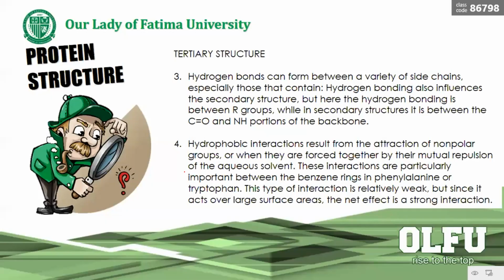Another is hydrogen bonding. The difference with this hydrogen bonding is it happens at the side chain of the amino acid. Okay, kanina kasi dun sa secondary structure natin, it occurs at the carbonyl group and the amino end of our amino acid or molecule. But for tertiary structure, the side chains. There are amino acids that contain an additional carboxyl group or additional amino group, and those amino groups form hydrogen bonding. There are also some amino acids that contain an alcohol functional group, and it can also form a hydrogen bond.